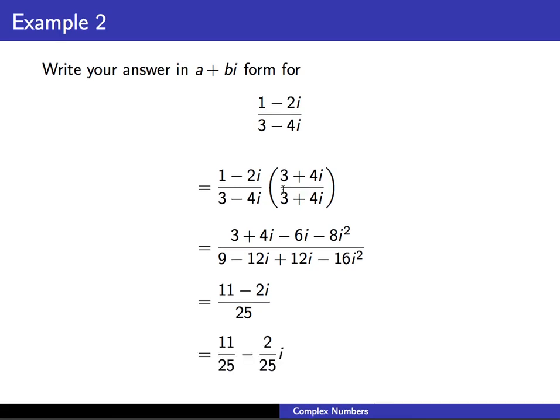So if we wanted to separate this out in a plus bi form, we just separate it as 11/25 and then minus 2/25 i. Although it's not the end of the world if you leave it like this, if you want it in a plus bi form, you should separate the fractions.